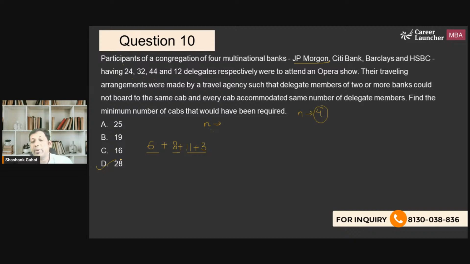You are going to see similar types of questions a lot in the exam. So next time onwards, when you are going to solve these kinds of questions, please be careful.